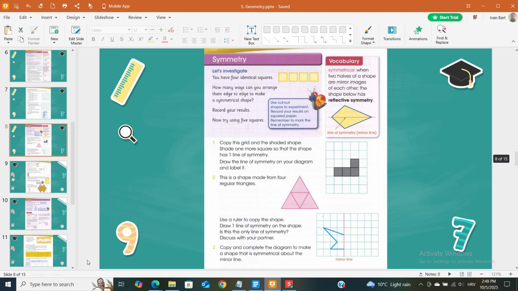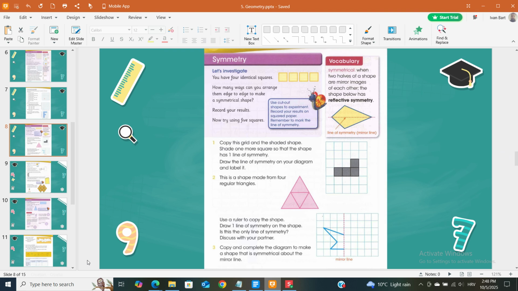Symmetry. Let's investigate. You have 4 identical squares. How many ways can you arrange them edge to edge to make a symmetrical shape? Record your results. Now try using 5 squares. Use cutout shapes to experiment. Record your results on squared paper. Remember to mark the line of symmetry.